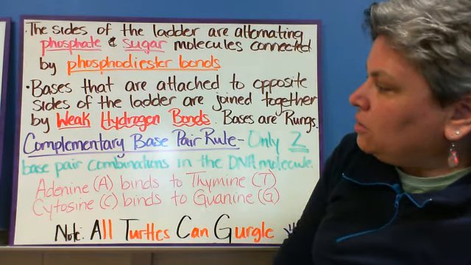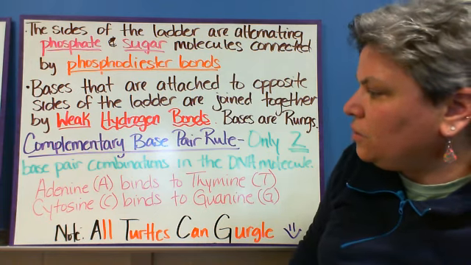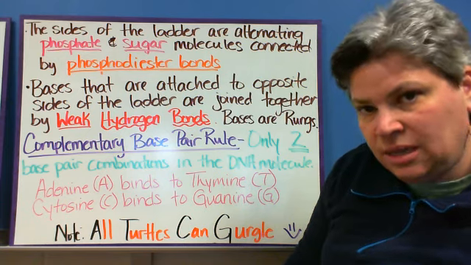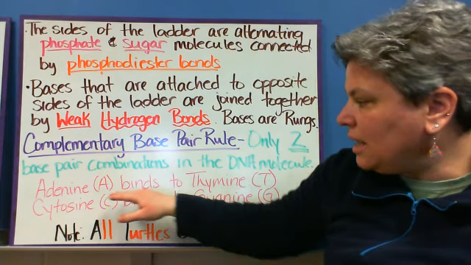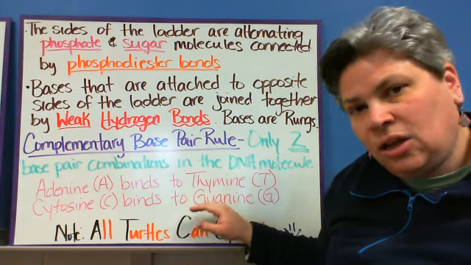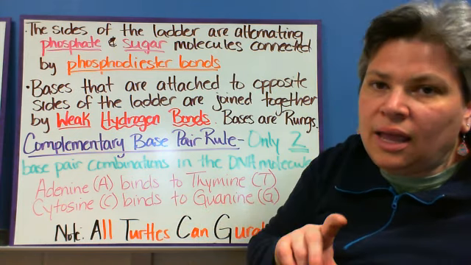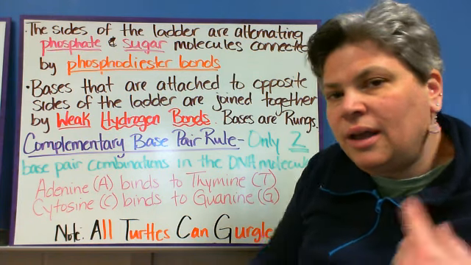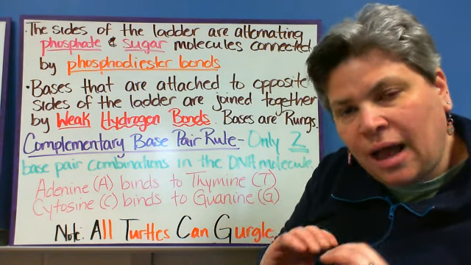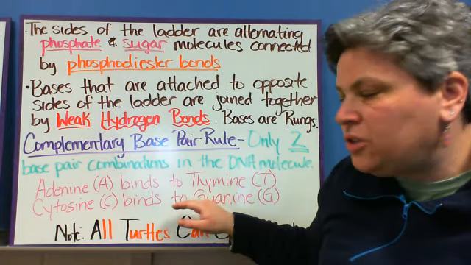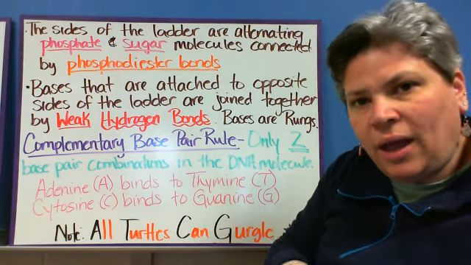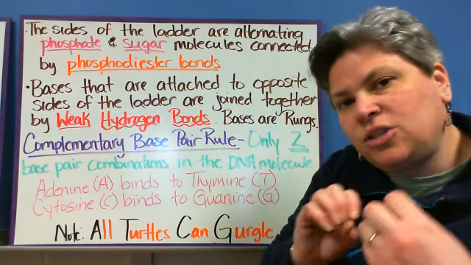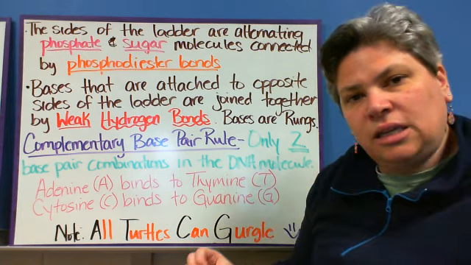Finally, we're going to come down to the complementary base pair rule. Only two base pair combinations in the DNA molecule are possible. A with T, C with G. It's always adenine and thymine, cytosine and guanine. Now, A with T is the same as T with A. It's like 2 plus 4 or 4 plus 2. It's the same thing, but those are the complements. They're always together. C with G or G with C. Either way, 3 plus 4 or 4 plus 3. It can go either way, but it's always A and T and C and G.